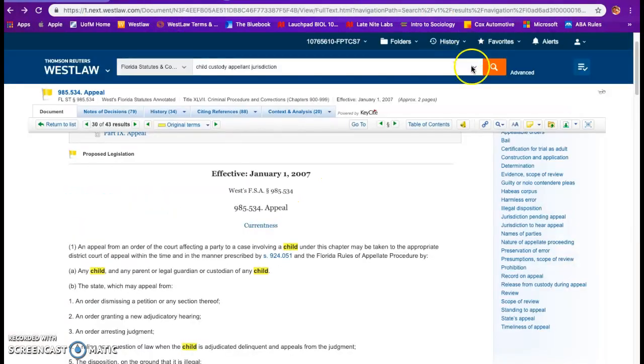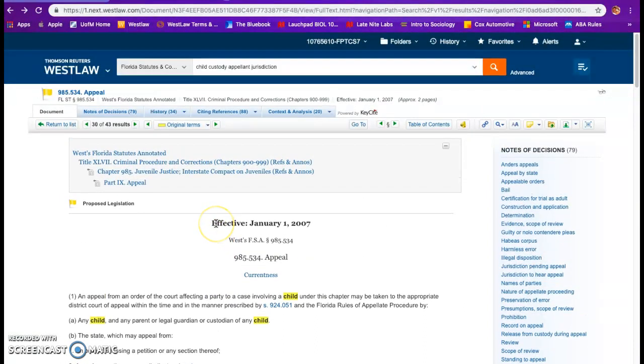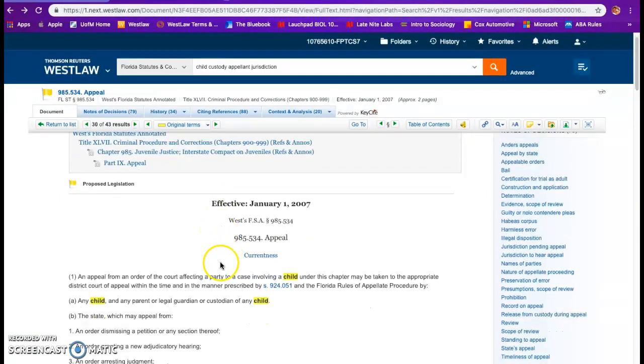And I did go on Westlaw and I looked up the statutes for the appeal process. An appeal from an order of court affecting a party to a case involving a child under this chapter may be taken to the appropriate district court of appeal within the time and the manner prescribed. All right. That's pretty much it.